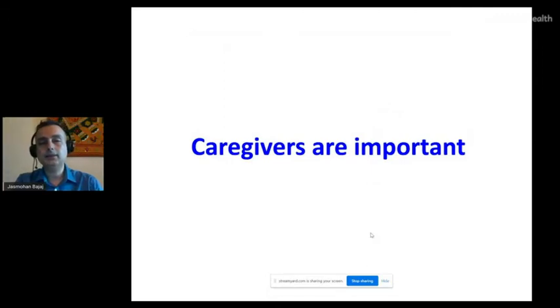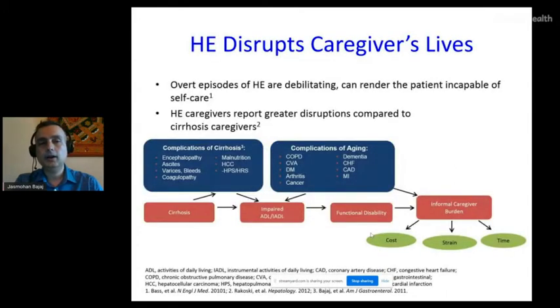Again, another thing I must stress again and again is that caregivers are important. Caregivers are, as we said, your eyes and ears. They're part of your team. They're actually suffering as well. So if you want to make sure your patient is handled correctly, you have to handle your caregivers, or at least acknowledge their suffering, because it can render the patient incapable of self-care, they have a lot more disruptions of their activities of daily living, their functional disability, and there's a huge burden associated with cost, strain, and time. So a simple acknowledgement that this is something that you know is bothering them is very important for these patients.